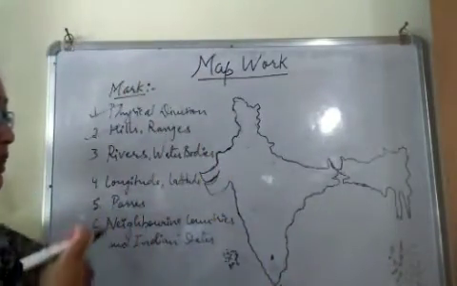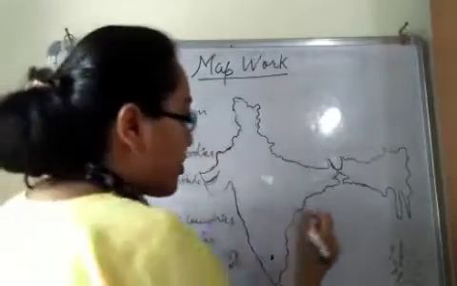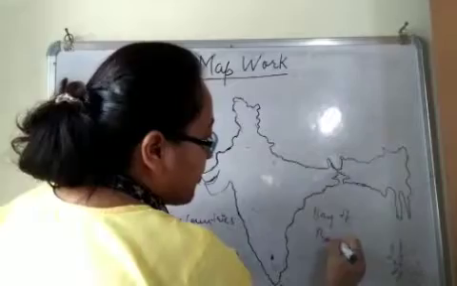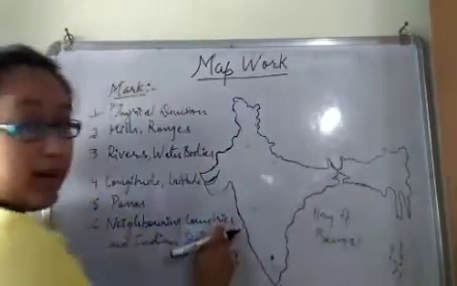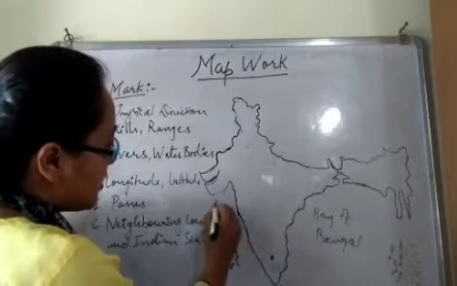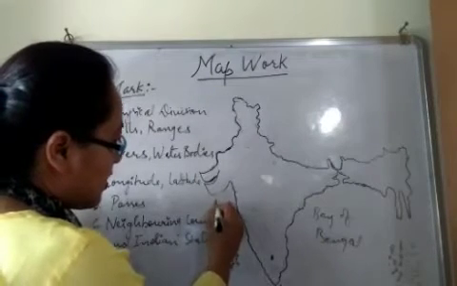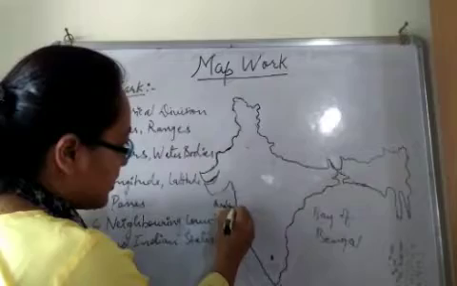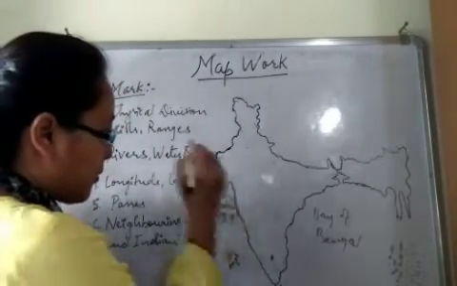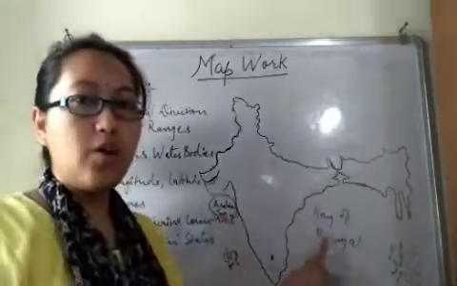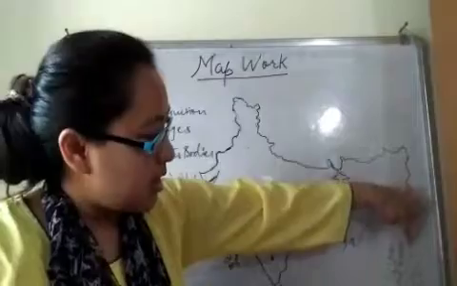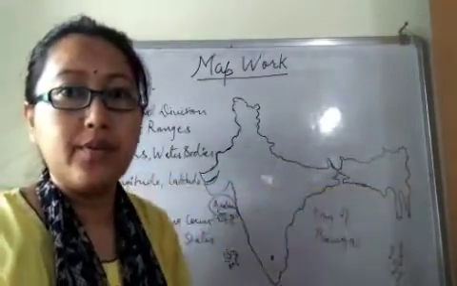Now, next water body, that is Bay of Bengal. So this is Bay of Bengal, and here we have Arabian Sea. So this is Arabian Sea. Arabian Sea, Bay of Bengal, Andaman Sea. Clear? This is Andaman Sea, right?